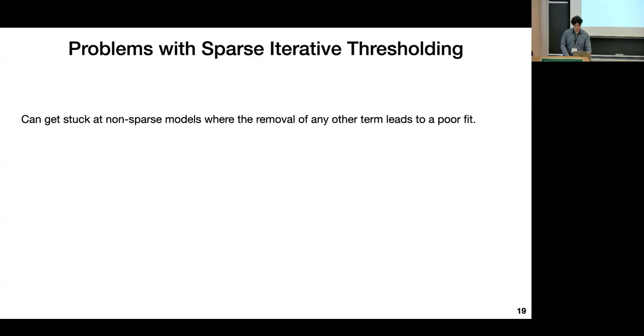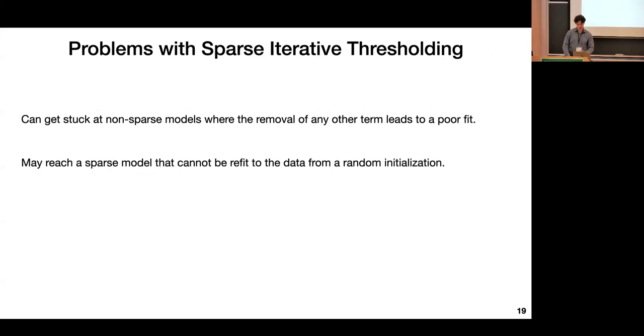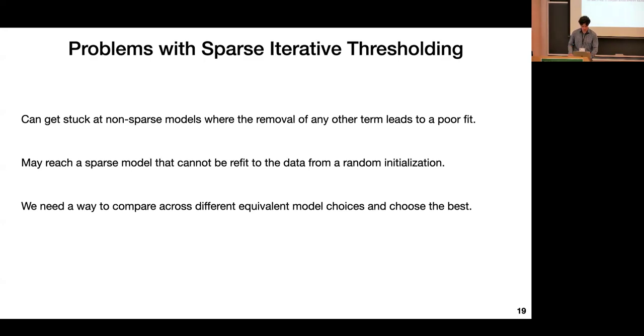Another thing that we learned is that sparse iterative thresholding, like I showed on the previous slide, causes some issues. So very often when you remove terms one at a time, you can get stuck in models that no longer give a good fit to the data. So essentially, this type of backward selection procedure can get you stuck in bad minima. You can reach a sparse model that is able to fit data very well, but then if you clear its coefficients, set them to 0, and try to re-optimize it, it will no longer fit the data through gradient descent, which is kind of surprising.